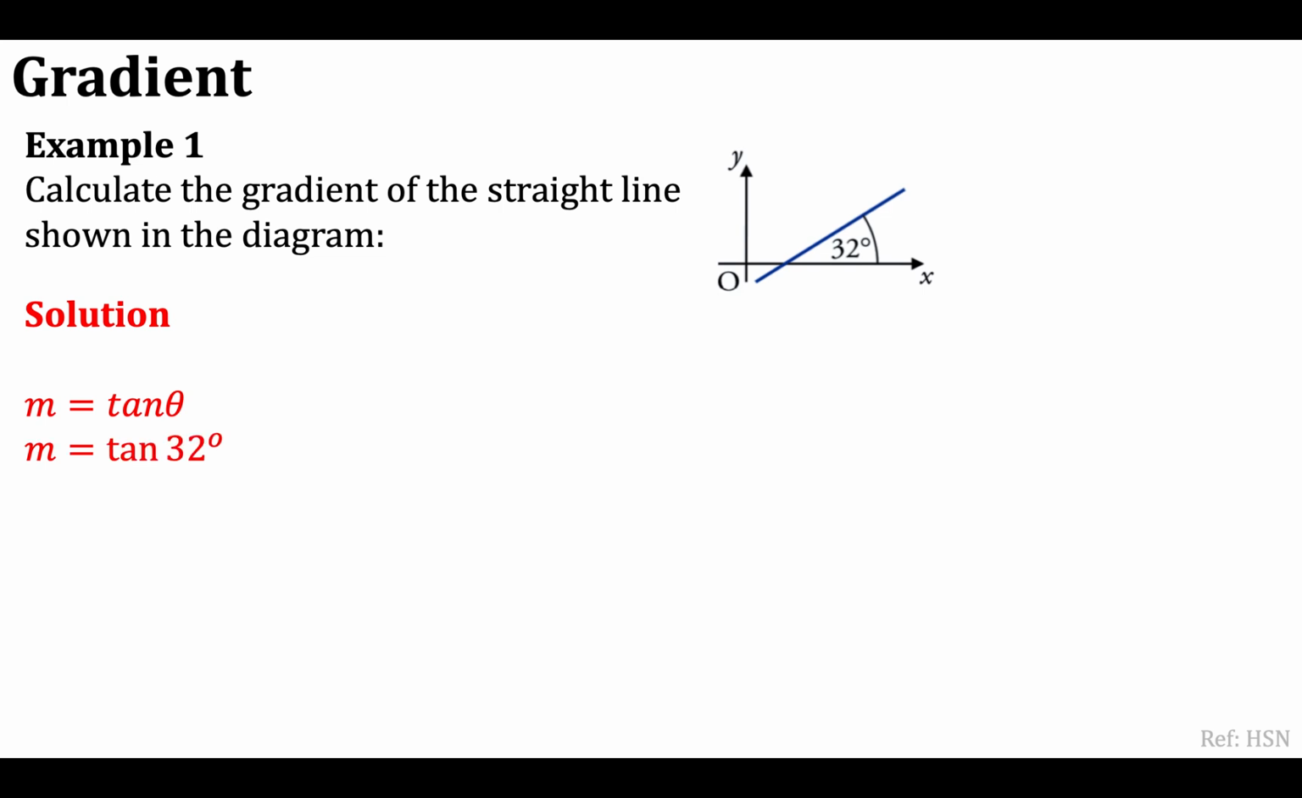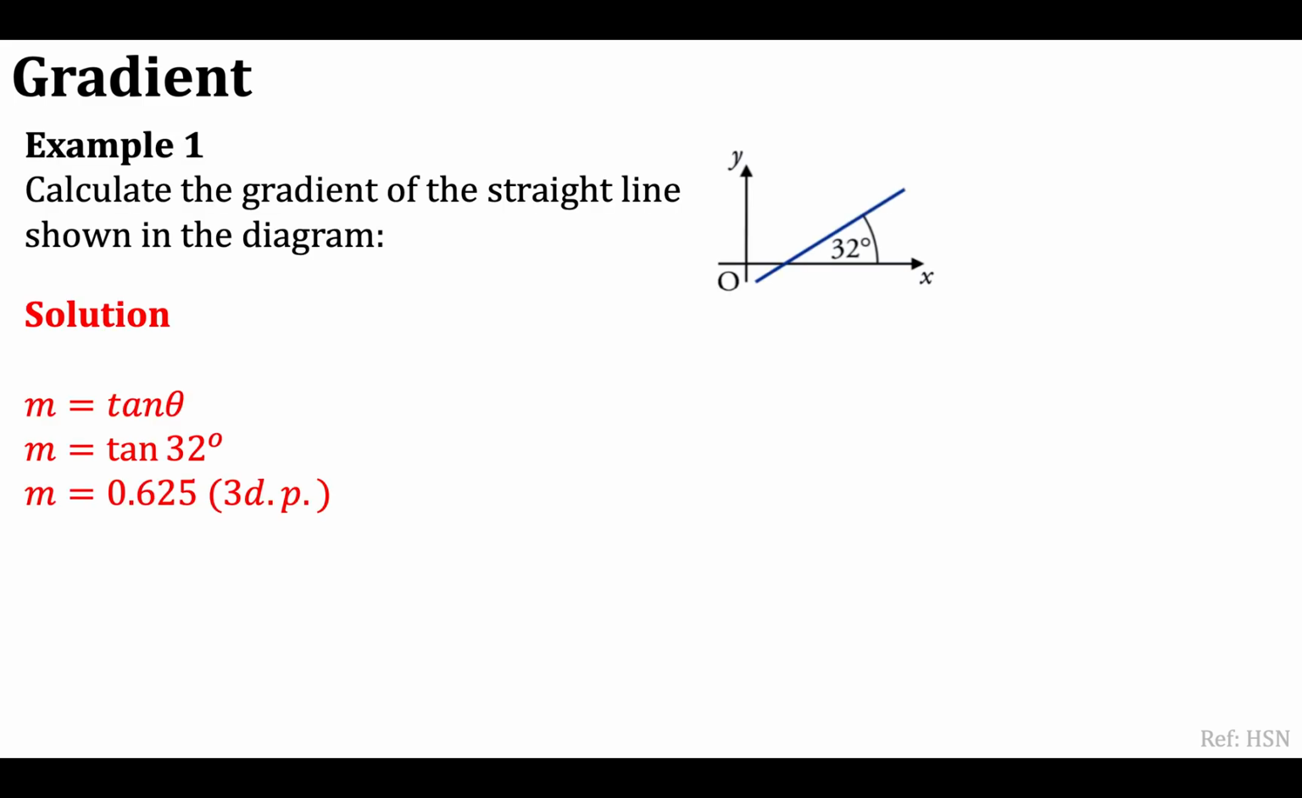So substituting in, I get m equals tan 32. Putting that into my calculator gets me 0.625, and I'm stating that I've rounded that to 3 decimal places because it's not an exact value. Okay, so like I said earlier, you can copy that down in your jotters.